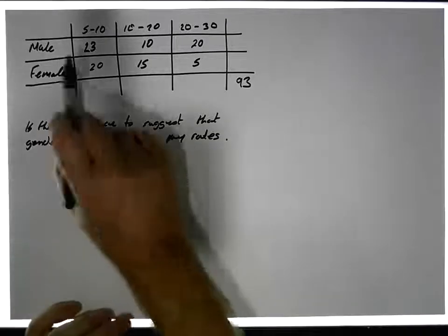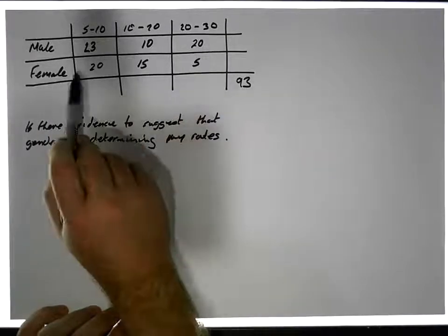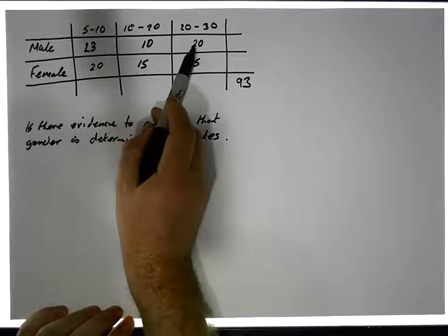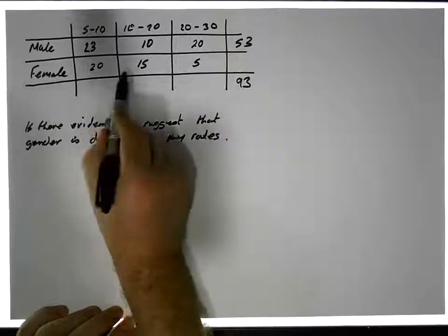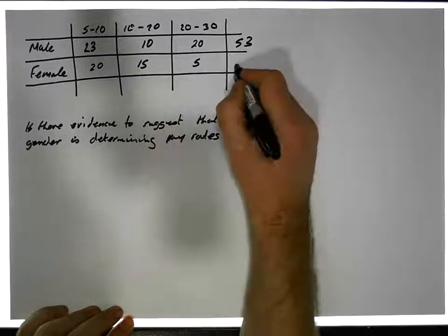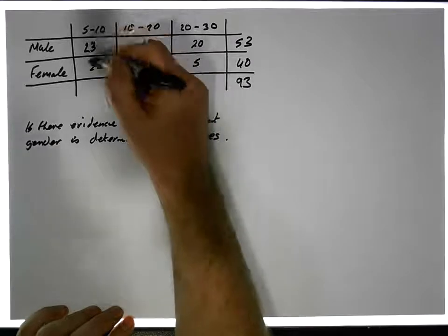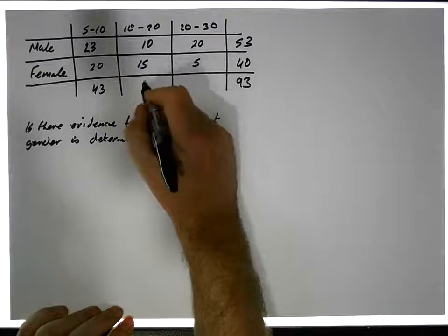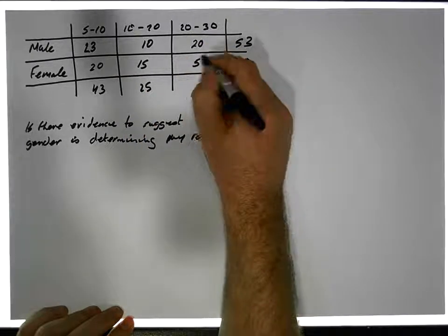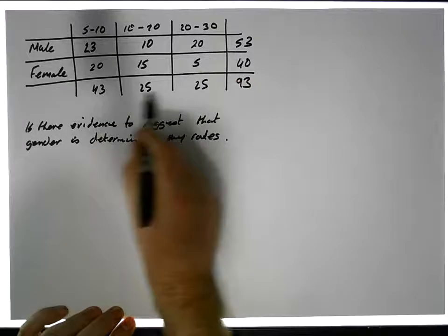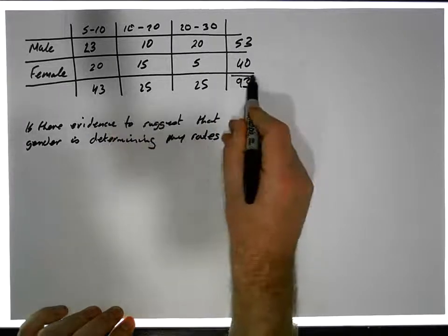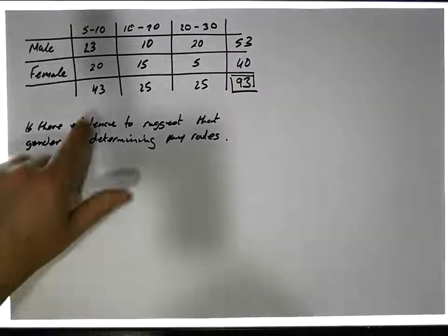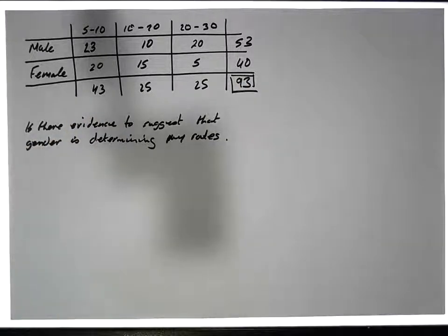We could do what's known as our marginal count. Let's just say, I wonder how many males did I ask the question to? 23, 33, 43, 53 males. How many females? 20, 30, 40 females. How many people responded with 5 to 10 euros? Well, there was 43. How many between 10 and 20 euros? There was 25. How many between 20 and 30 euros? There was also 25, which gives us in total 50, and 43 gives us 93. Brilliant. And 53 and 40 gives us 93 also. So we have these marginal values.